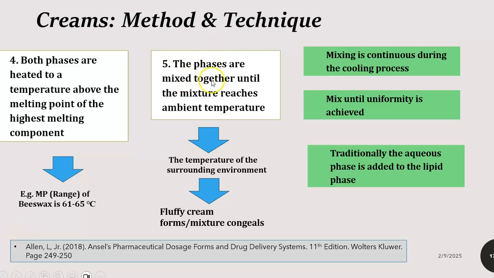The phases are merged and they are mixed, continuous mixing, until you reach ambient temperature, which is a temperature in your surrounding environment, and the nice fluffy cream forms or the mixture congeals. Mixing is continuous until the cooling takes place, because you don't want to stop mixing and the oil phase separate from the water phase. Remember, you need the mixing for an emulsion to form. Once you have uniformity and you see that congealing taking place, then you can stop mixing.